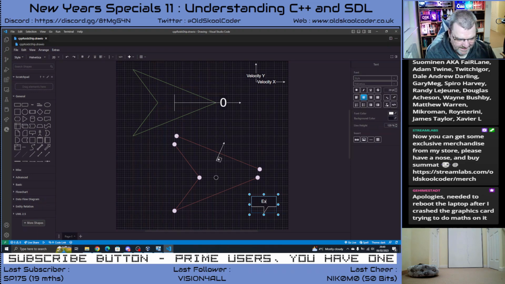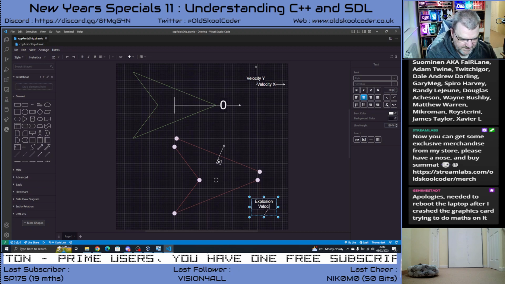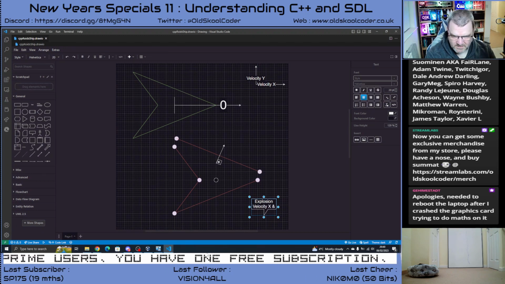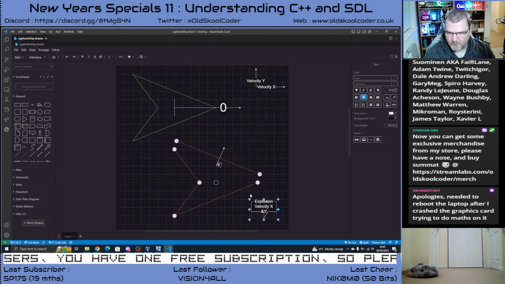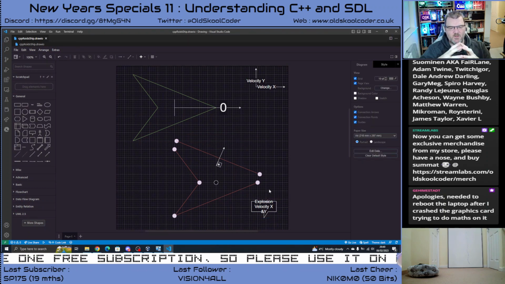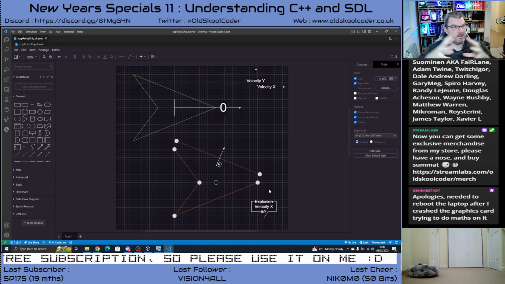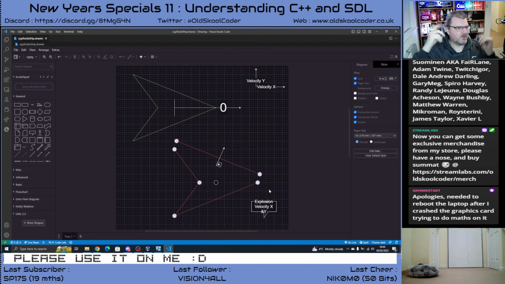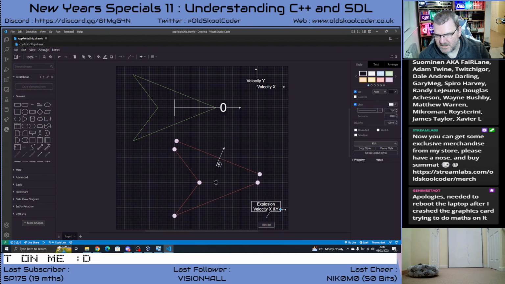So we need explosion velocity x and y. So basically, we need a velocity that says that the ship will blow apart at a set velocity. If we work it out as a set velocity to start with, then we can do other bits to it later. So let's just make that, and we'll put that there.